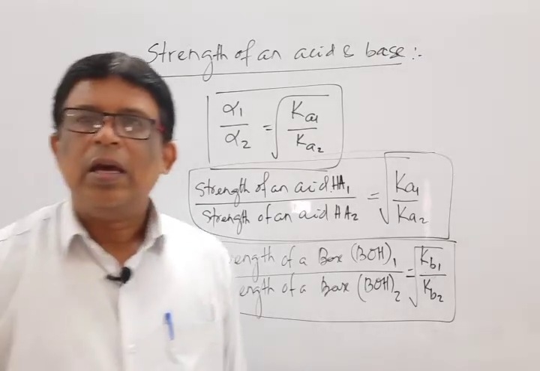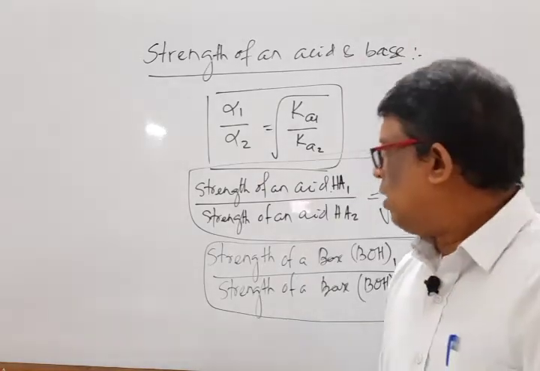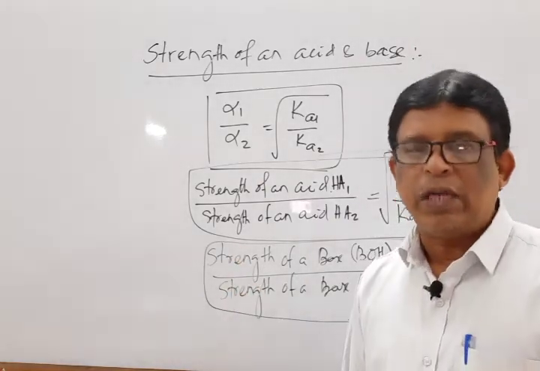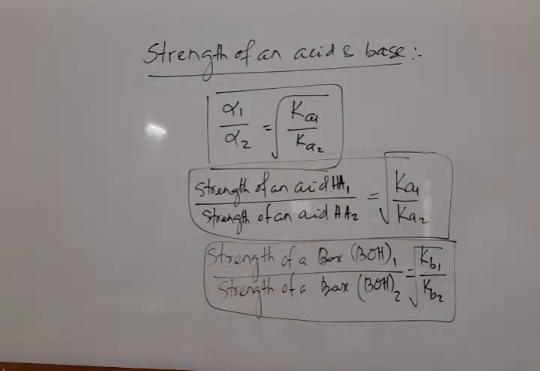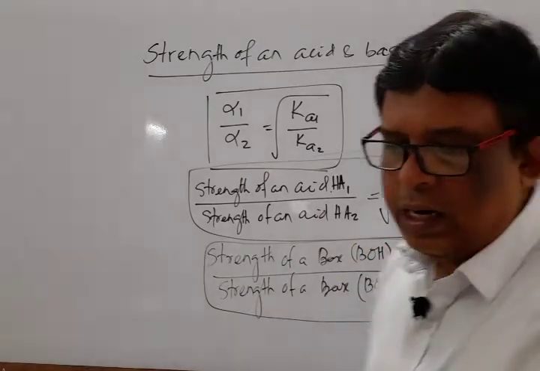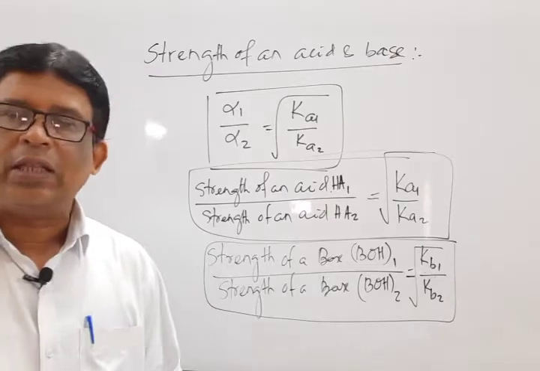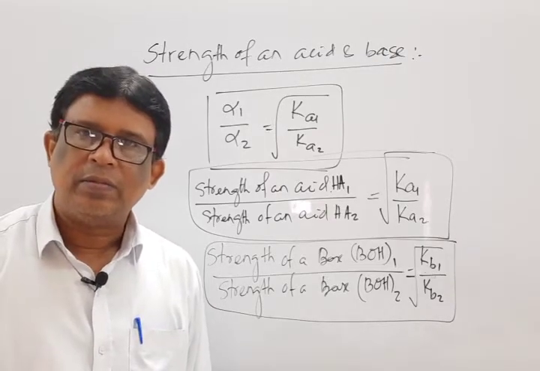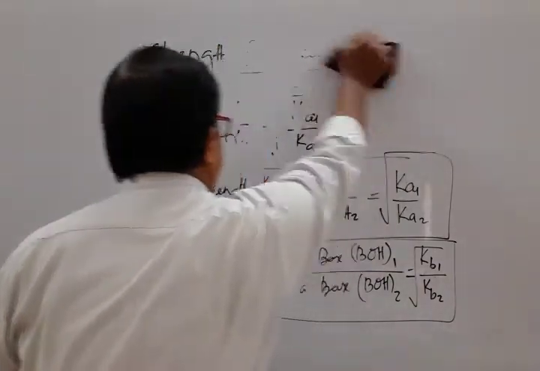I repeat again, an acid is one which, according to Arrhenius theory, when dissolved in water produces H+ ion. Similarly, a base is one which, when dissolved in water, produces OH- ion. Then we have the formula to calculate the degree of dissociation, degree of ionization or relative strength of acids and bases. Next, we move to another term.